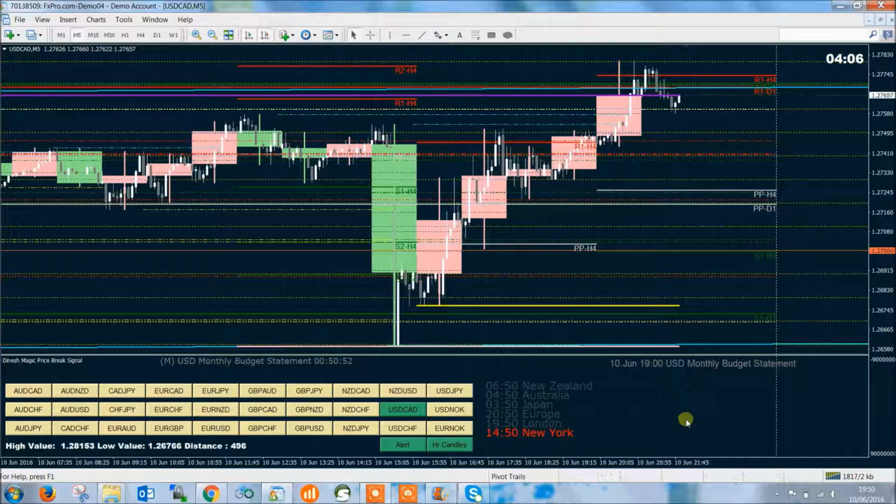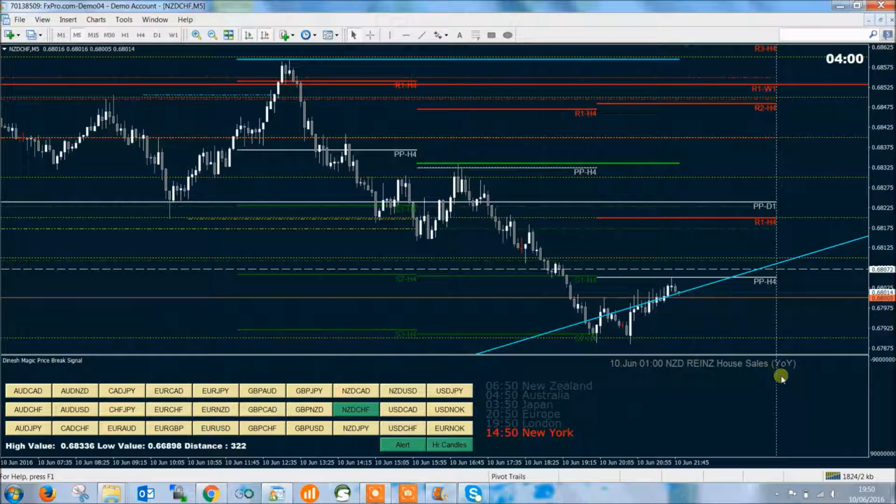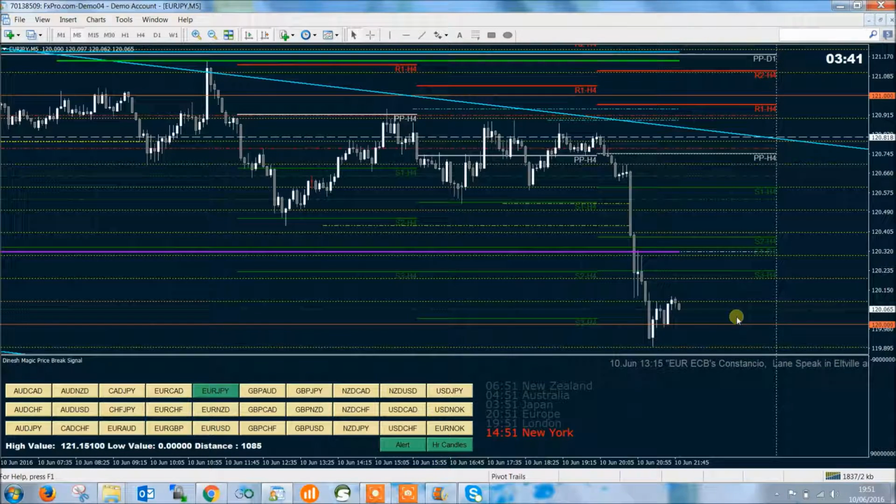And here is the news panel. Because the news is all over, this news will be shown if it is complete. Which means that today at 1 a.m. local time, New Zealand news is completed, released or given out. Likewise, if you see Euro JPY, the news was released at 1:15 p.m.